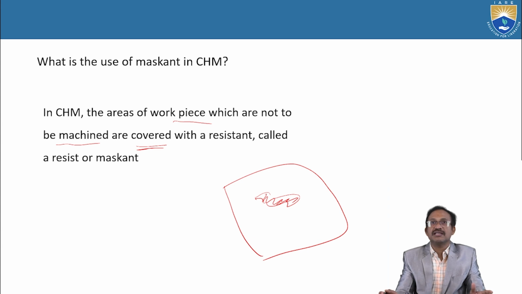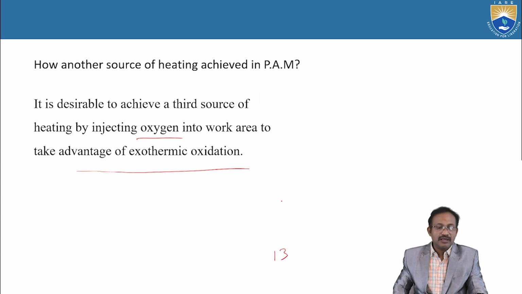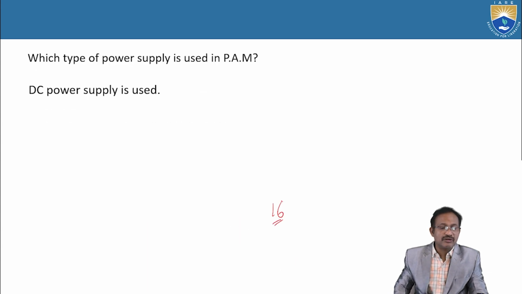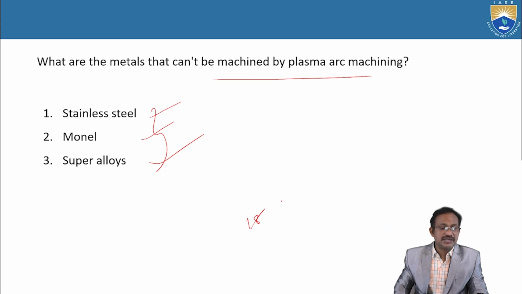Suppose if you don't keep anything, the chemical will occupy that area and machining will take place. So here the chemical tries to remove the material on the surface, where the maskant avoids the chemical reaction on the particular area. In that area we have to provide the maskant. Some important points we have discussed in this presentation.